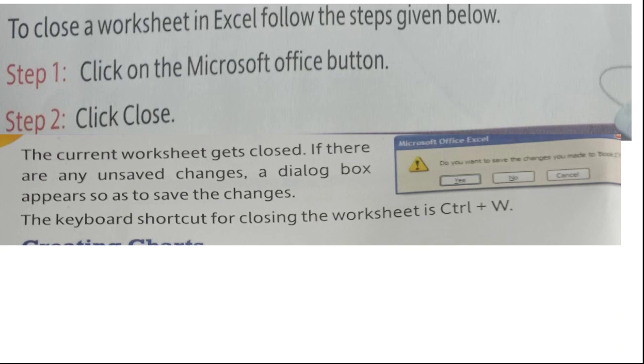If you click yes, whatever changes you made would be saved and the document would be closed. So this is how it works. On the keyboard, the shortcut for closing the worksheet is Control W. As soon as you give this command, Control W, the worksheet would be closed.